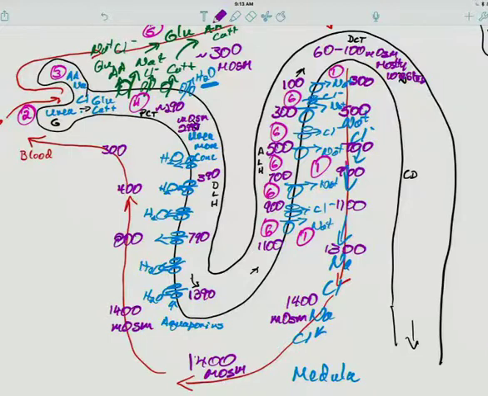Okay, so all this salt that's in the descending loop here, once this water is coming out, we want to get that back. And here we get it back. Put it into the blood, get it carried away. This allows us to recover most of the water.